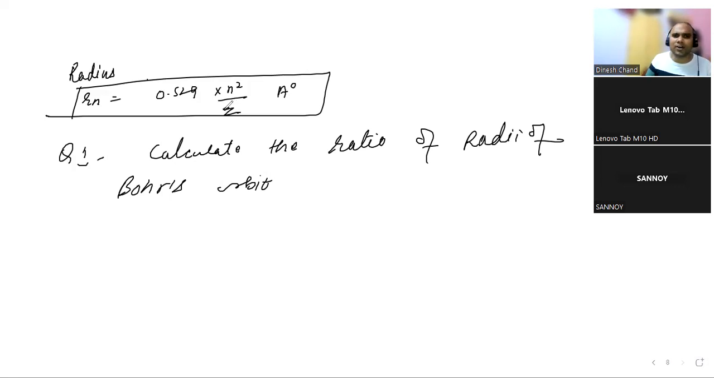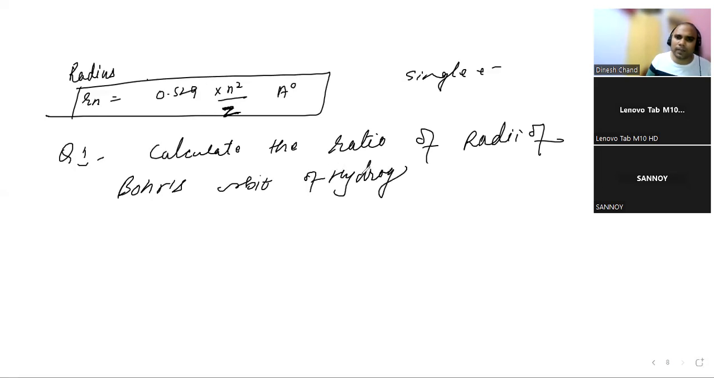Because here the electrons are not required. Only the atomic number is required. It is used for single electron species. But in the formula there is no electron, only the atomic number, right? So this can be used for anything. Calculate the ratio of radii of Bohr orbit of hydrogen atom.